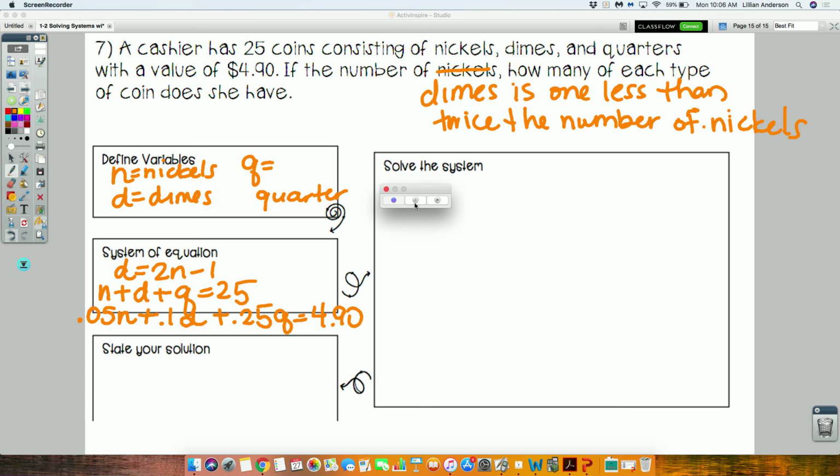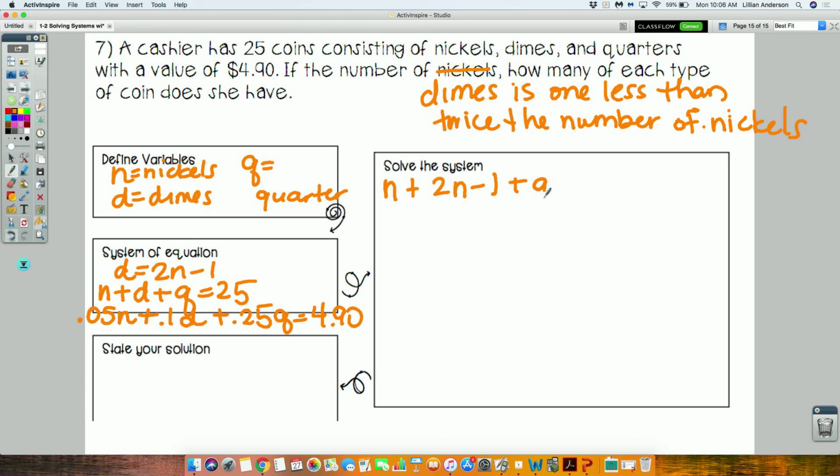So for this one, what we're going to have to do is take that first equation, D equals 2n minus 1, and plug it in for D into both of our equations. Okay? So that's going to be N plus 2n minus 1 plus Q equals 25. And then 0.05 N plus 0.1 times (2n minus 1) plus 0.25 Q equals 4.90. I used one of those equations to substitute it in for one of my variables.